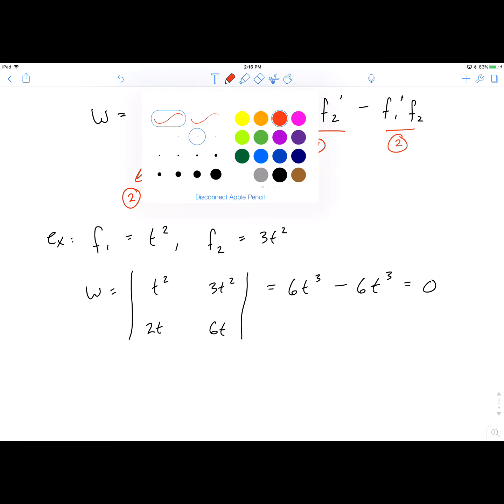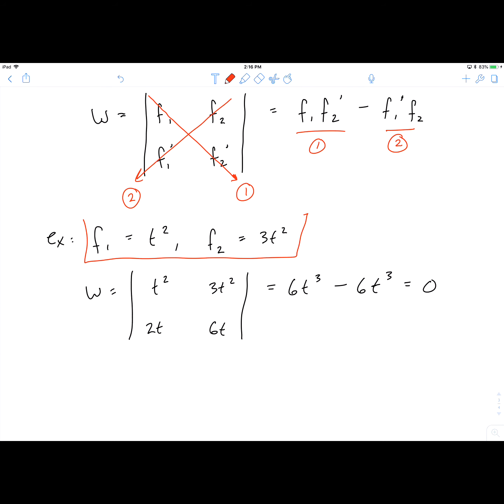If you look closely at these two functions, we've talked before about functions being linearly independent or not. And it should be clear to you that these two functions are not linearly independent, because if you take f1 and multiply it by 3, you get f2. So one of them is a constant multiple of the other, or each of them is a constant multiple of the other, right? So this is one use of the Wronskian.